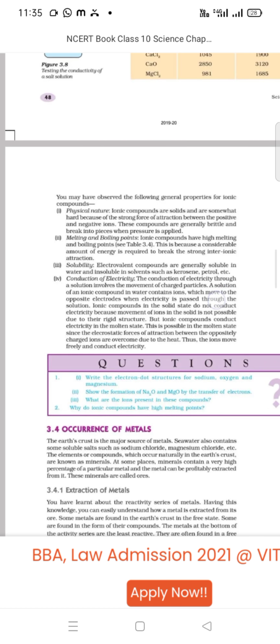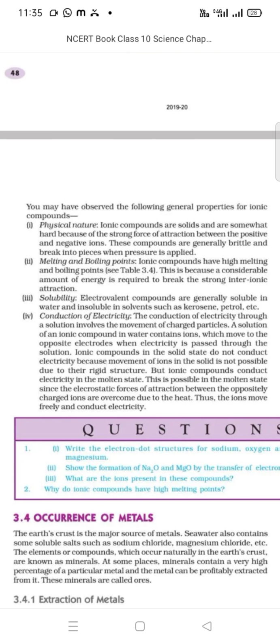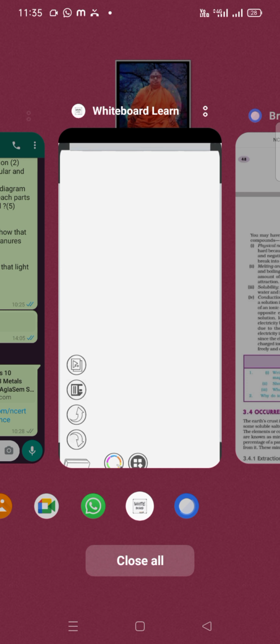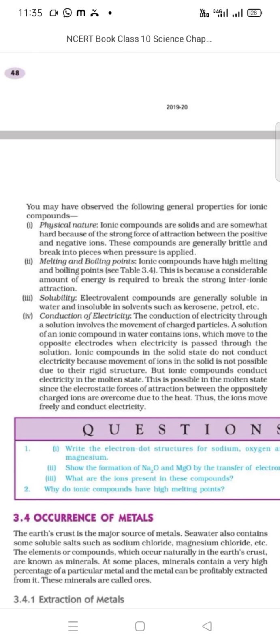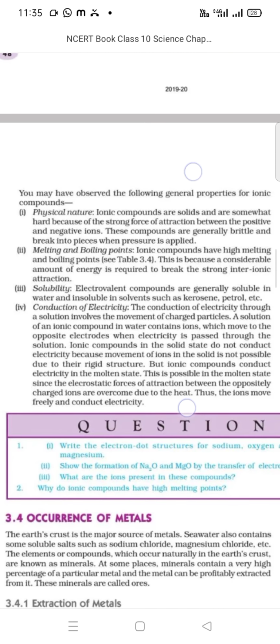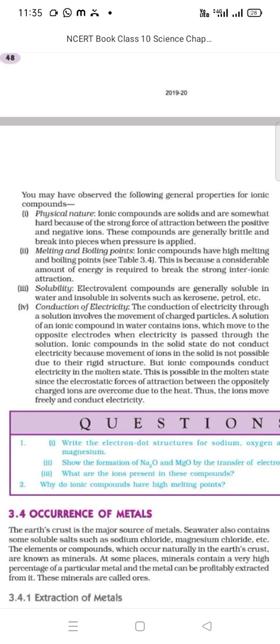So let's see the properties. Physical nature. Ionic compounds are solid. Always keep in mind, this is very important. I'll give you short points also, but just try to revise what is there in the textbook. Ionic compounds are mainly solids. Whenever I am discussing ionic compounds, think about the Tata namak, the salt which we eat. That is the best example. And copper sulfate, CuSO4, which is related to the laboratory.